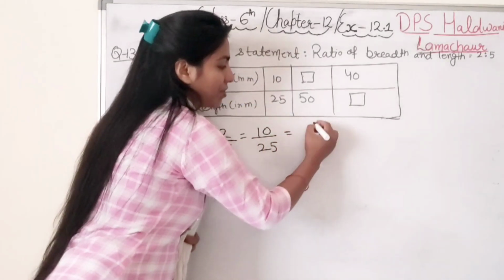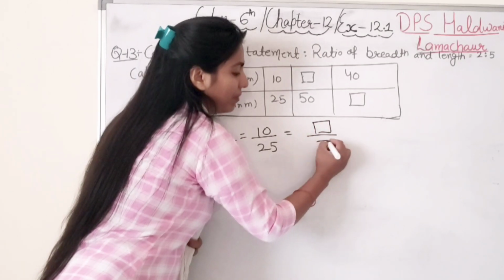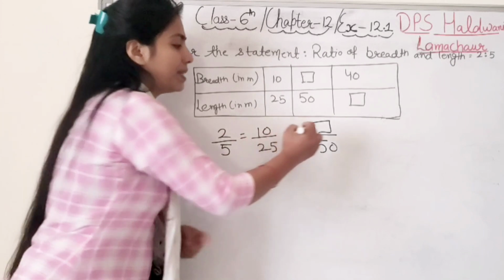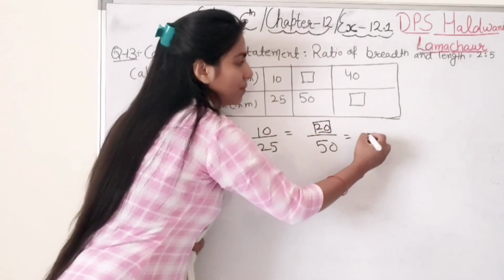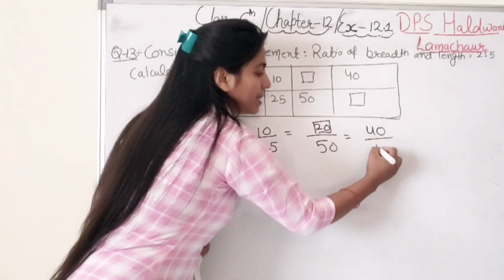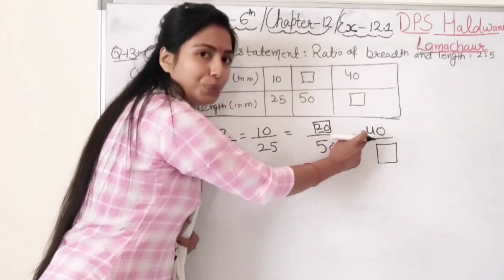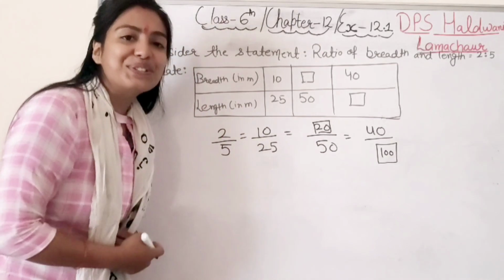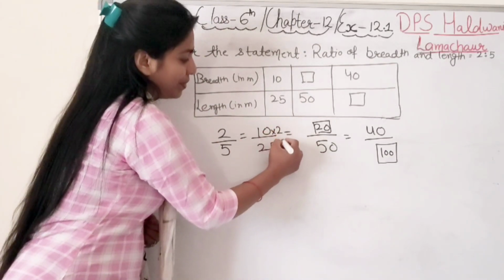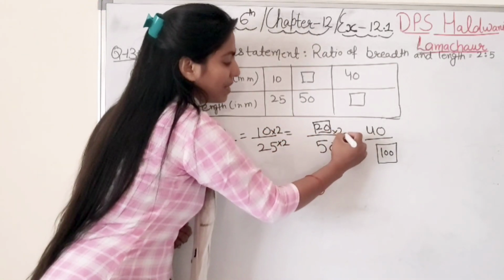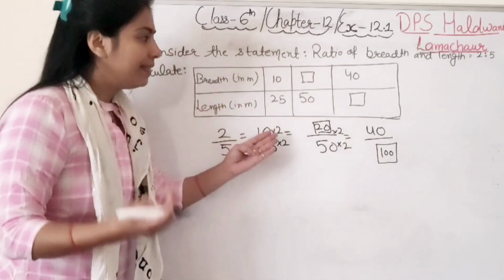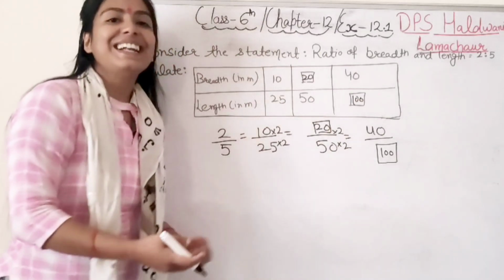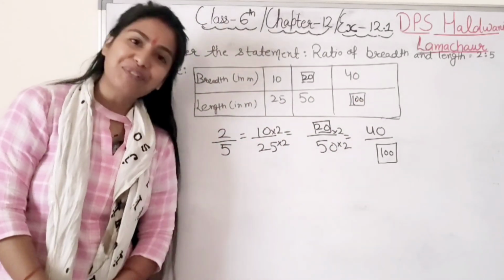Now the next equal fraction is this divided by 50. What will come, student? 25 2s are 50. So 10 2s are 20. Next, it is 40, it is missing. So 20 2s are 40, 50 2s are 100. That's it, student. You can write down over here also because you are solving, so you can mention it. So in the table will come 20 and here will be 100. That's it. See, the same type of question.